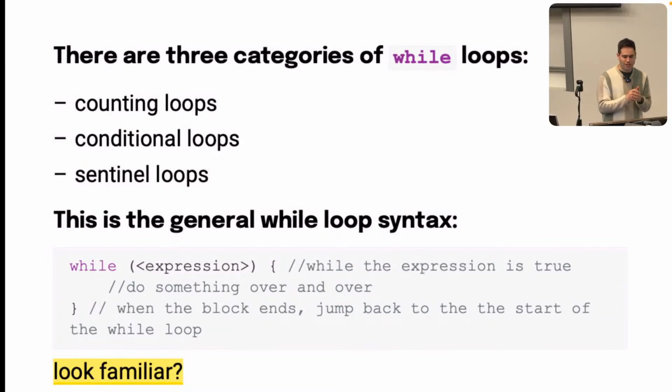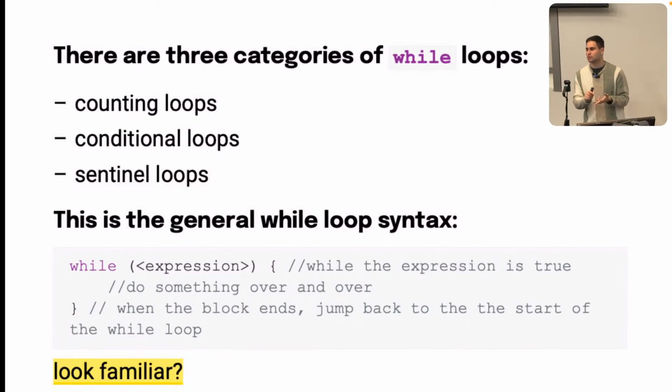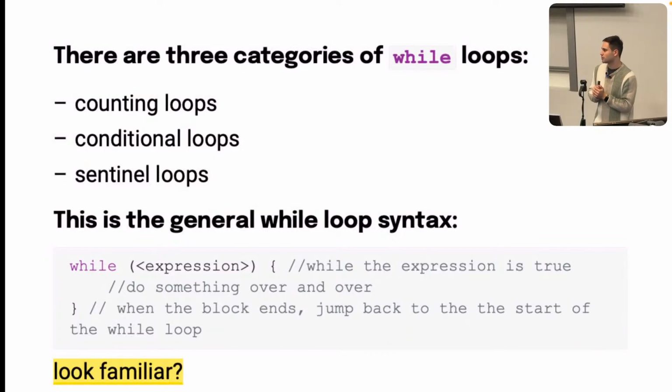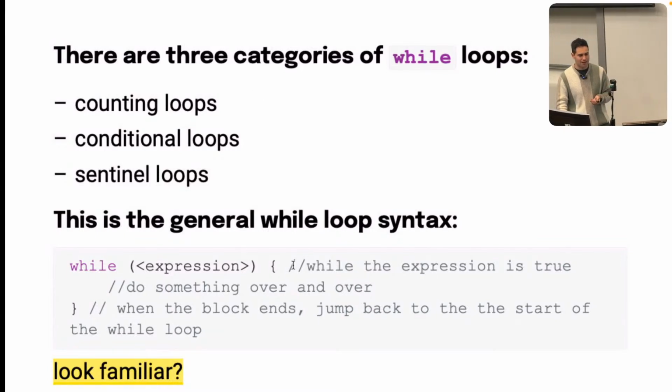Okay, so there's 3 types of while loops: counting loops, conditional loops, and sentinel loops. These are just different ways of using while loops, but the core idea is exactly the same. And here's the syntax. While, Boolean expression, and a block. So who thinks that looks really similar to the if statement? The only difference is instead of if, we have while. And there's some comments in this block that explain the difference and what's going on.